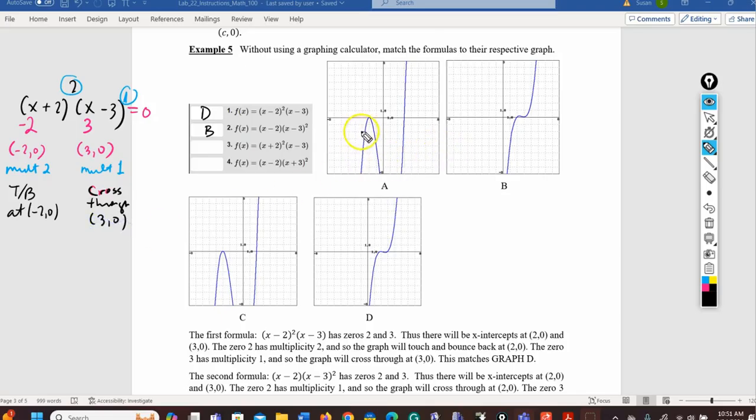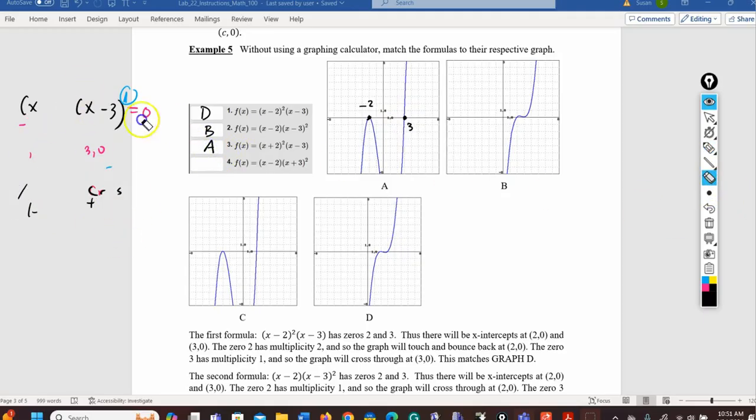All right, so here I have -2, and it touches and bounces back at -2. And here I have 3, and it crosses through at 3. And so that one's going to be A. Now, process of elimination, the last one will be C, but let's check why that's true.